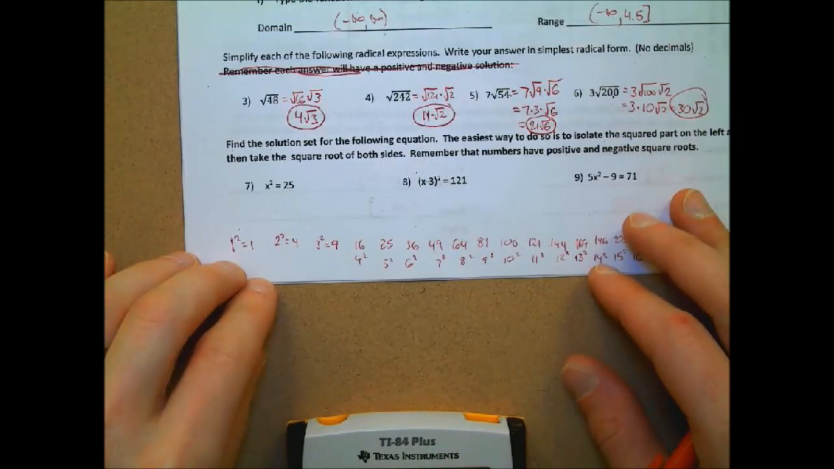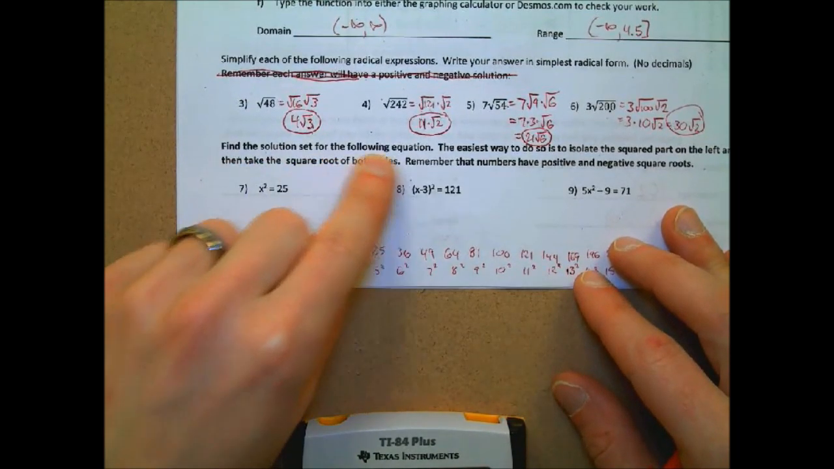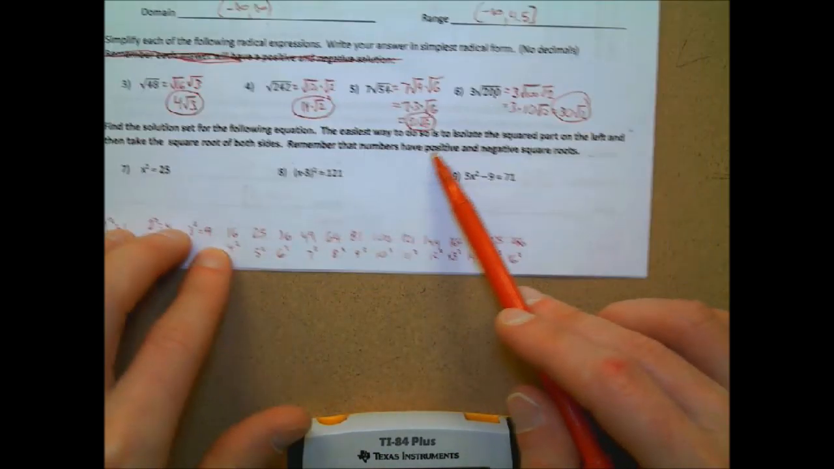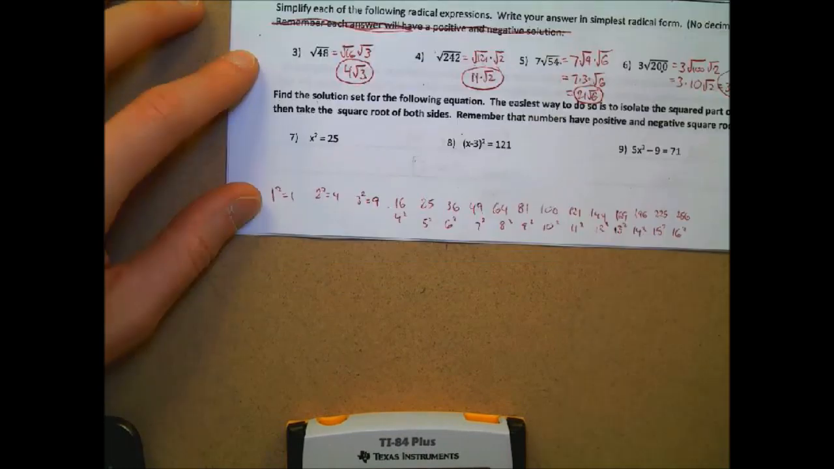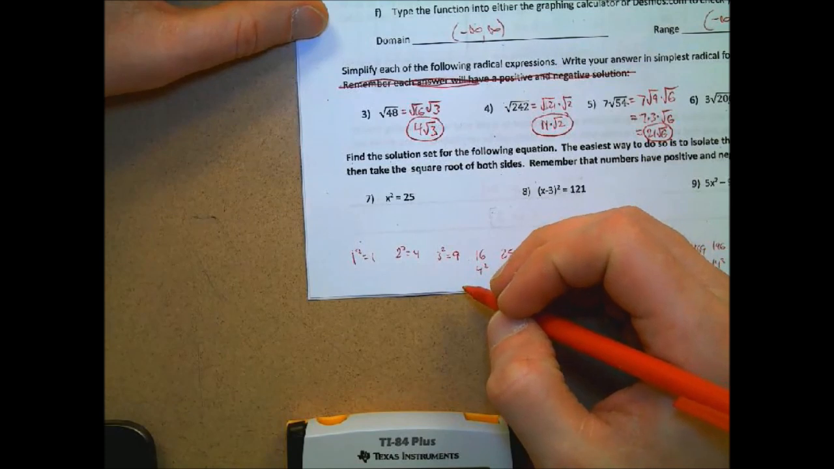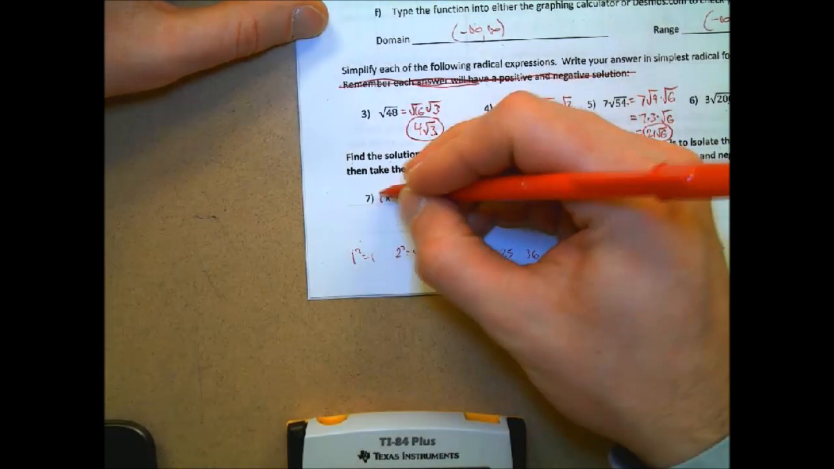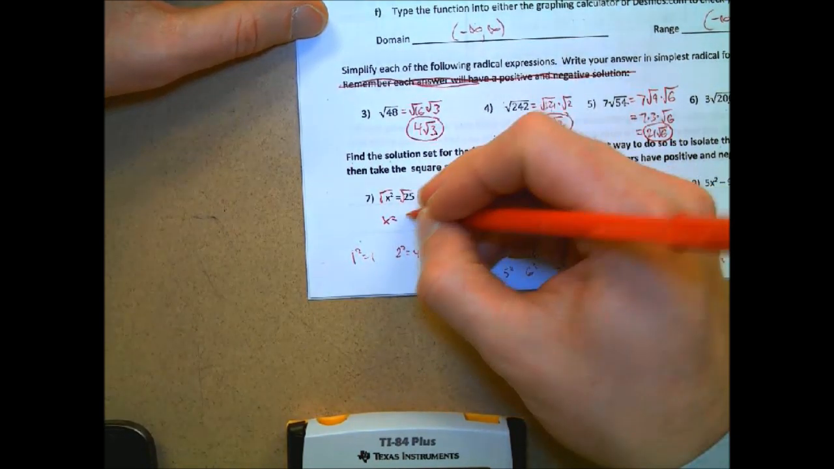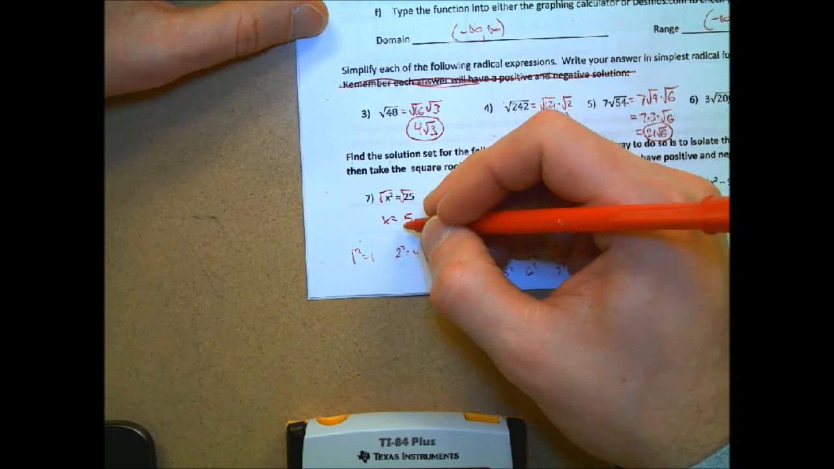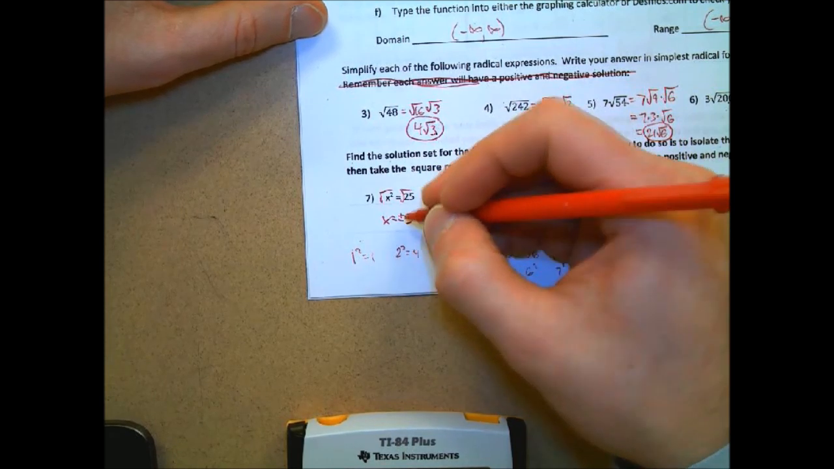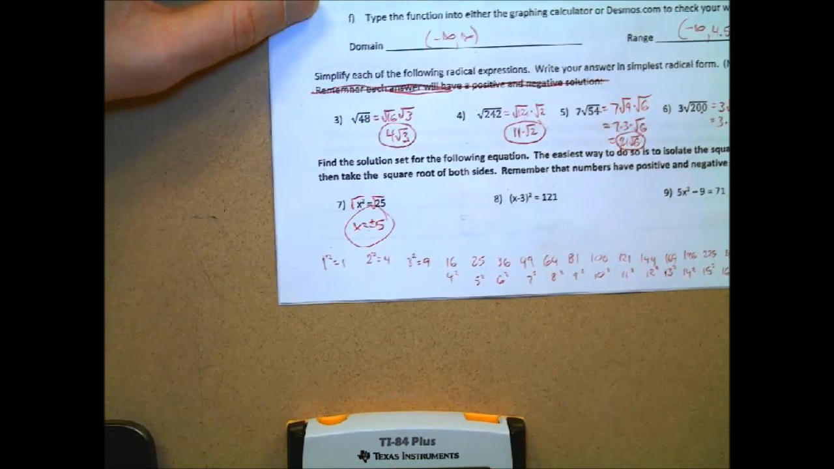Number 7. So number 7 says find the solution set for the following equations. The easiest way to do it is to isolate the squared part on the left and then take the square root of both sides. Remember that numbers have positive and negative square roots. Okay, so number 7. Jasmine, what should we do here to solve this? Square root both sides, exactly. Okay, x equals, what's the square root of 25, Jasmine? 5. But since we're in an equation, our final answer should be x equals, yes, the plus or minus. Very good. Okay, plus or minus. All right, great.